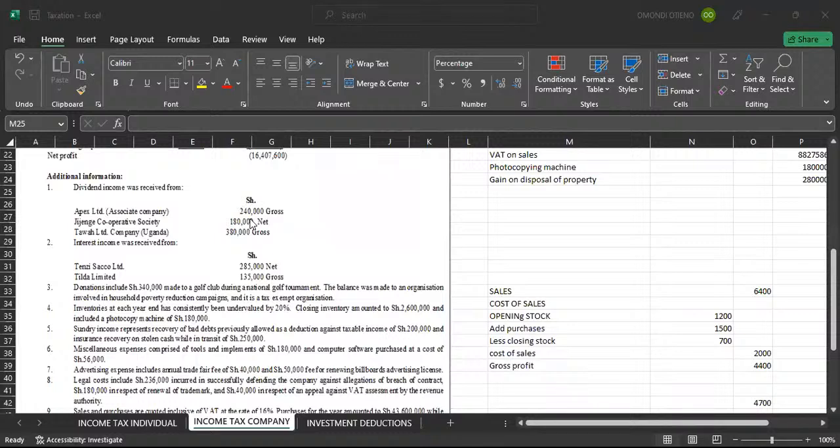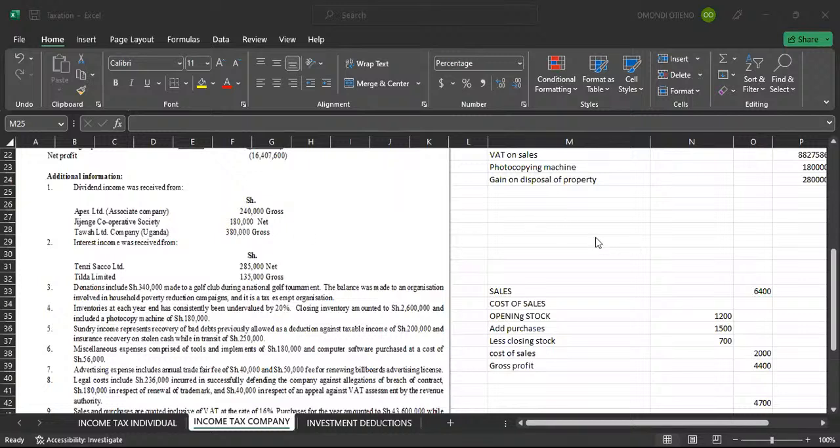So what is the gross of these dividends? If 85% is equivalent to 180,000, then 100%, the total amount before deducting that withholding tax, itakuwa ngapi? It is 100 over 85 by 180.